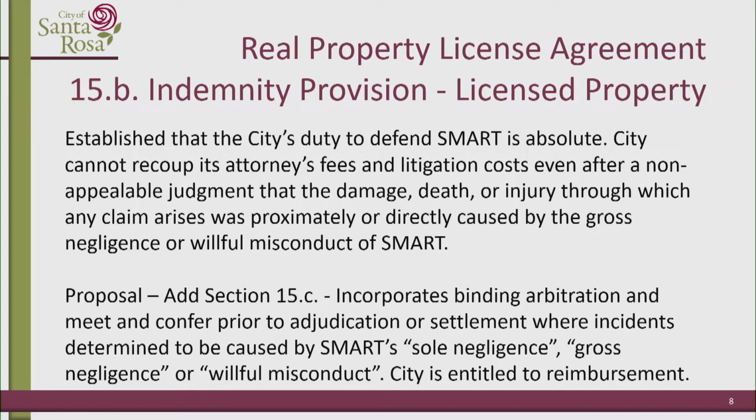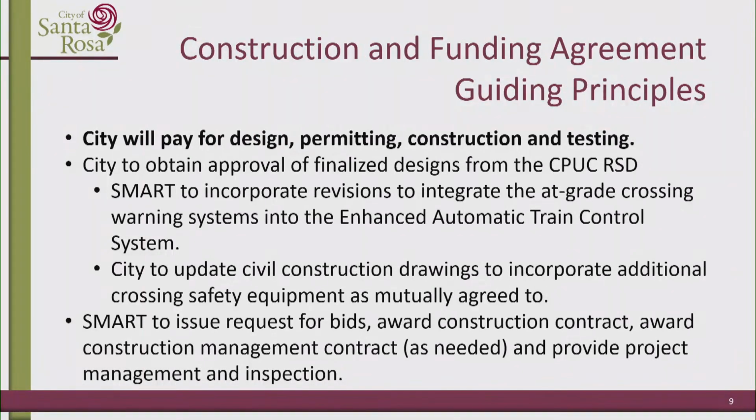The other document that we were asked to proceed with was the development of a construction and funding agreement. The general manager and I came up with a series of guidelines. These guidelines were consistent with the guidelines that were utilized back in 2016 when we established the first master reimbursement agreement. If you recall, that agreement was drafted by SMART. It was amended and adjusted by the city. The city manager at the time signed that document.